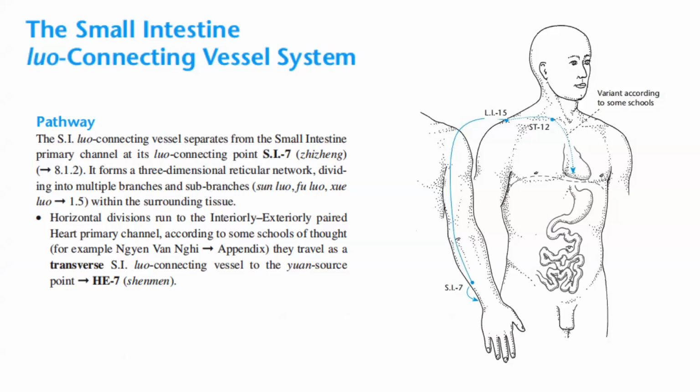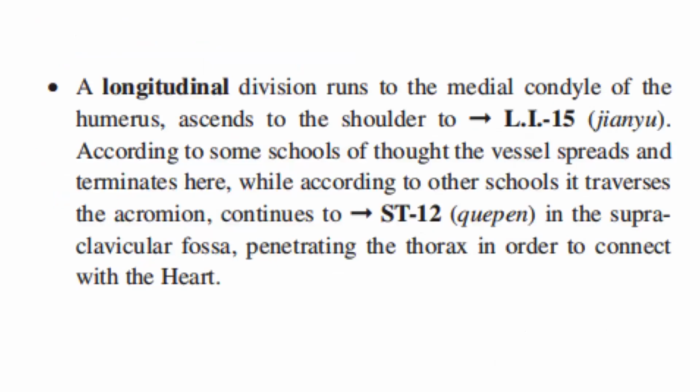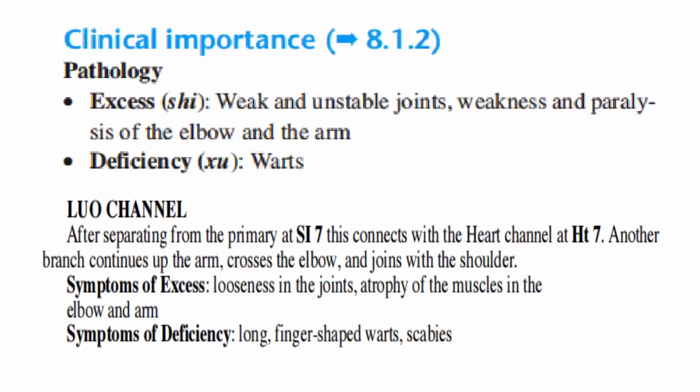Horizontal divisions run to the interiorly-exteriorly paired heart primary channel, according to some schools of thought. They travel as a transverse SI Luo-connecting vessel to the Yuan source point, heart 7. A longitudinal division runs to the medial condyle of the humerus and ascends to the shoulder to LI15. According to some schools of thought, the vessel spreads and terminates here, while according to other schools, it traverses the acromion, continues to ST12 in the supraclavicular fossa, penetrating the thorax in order to connect with the heart.